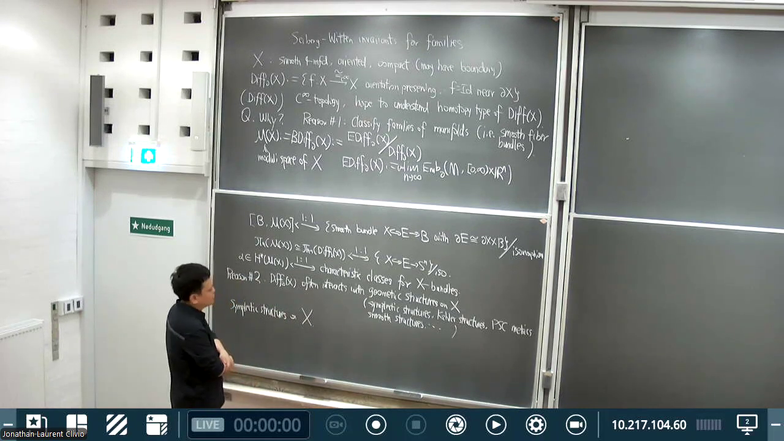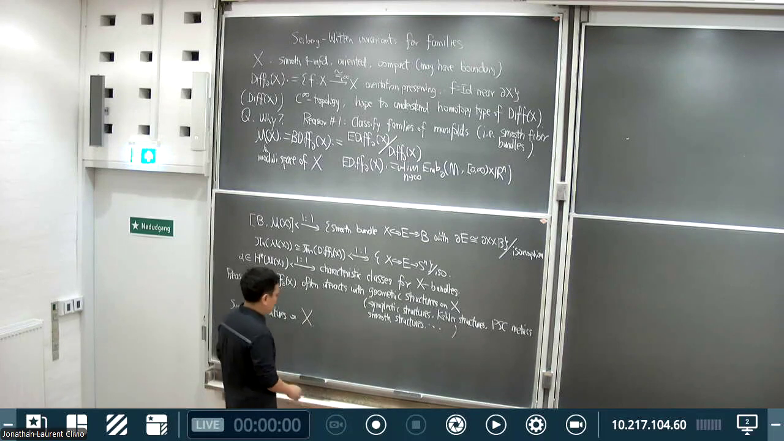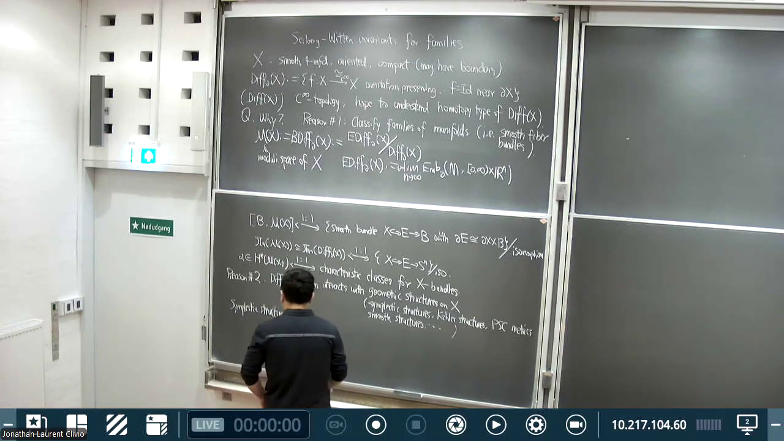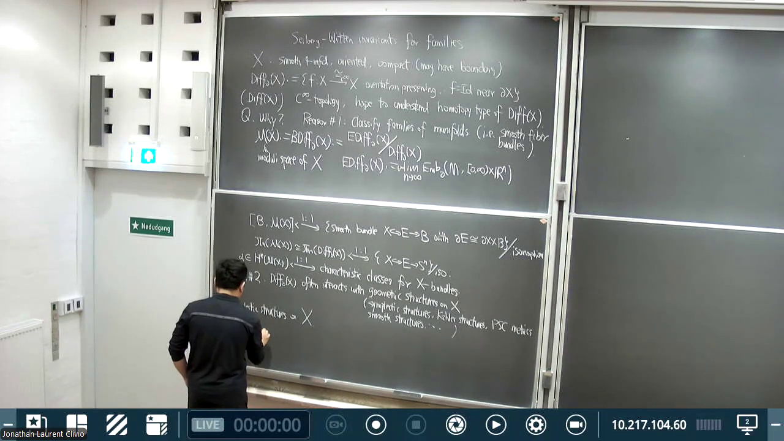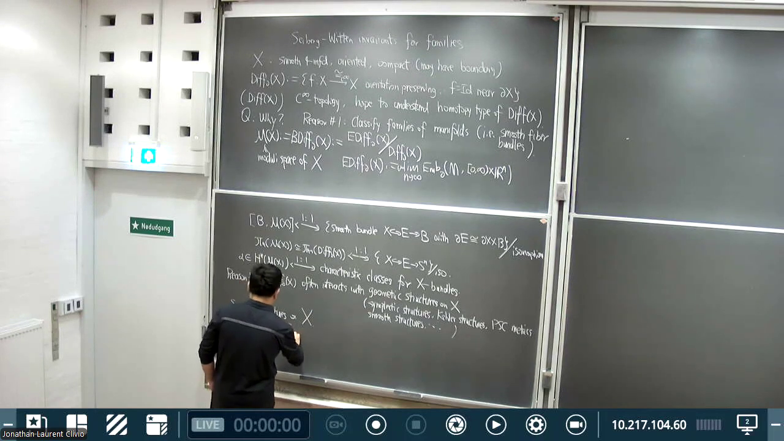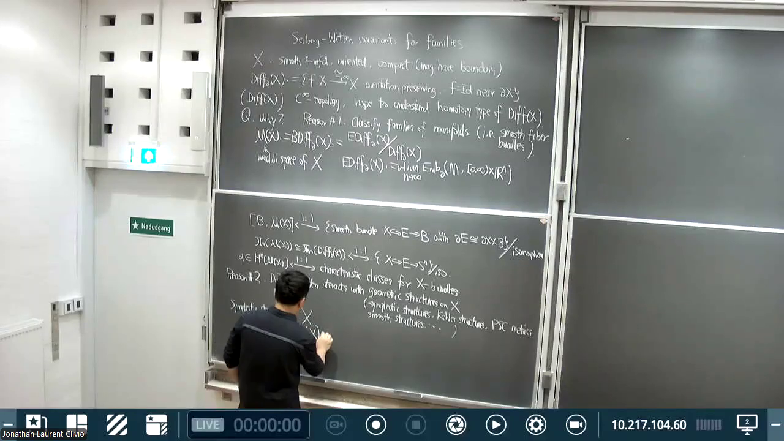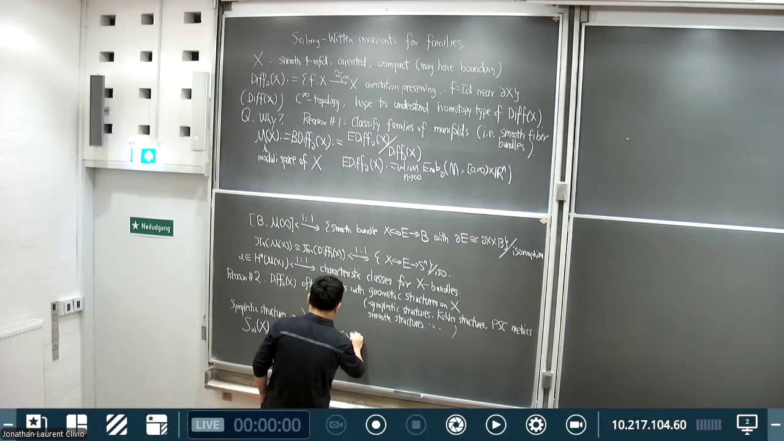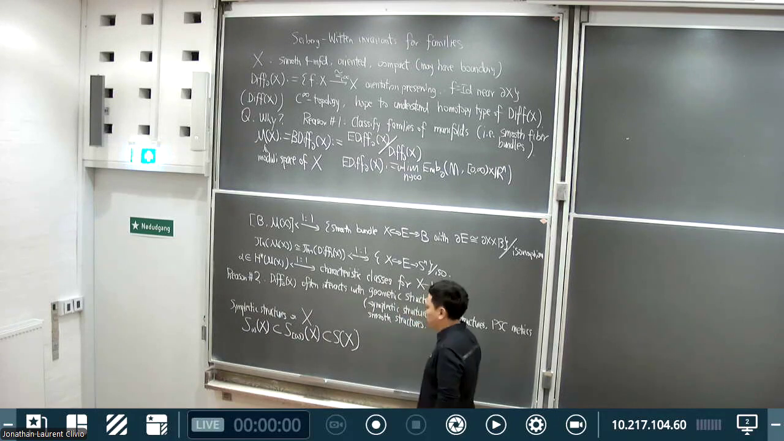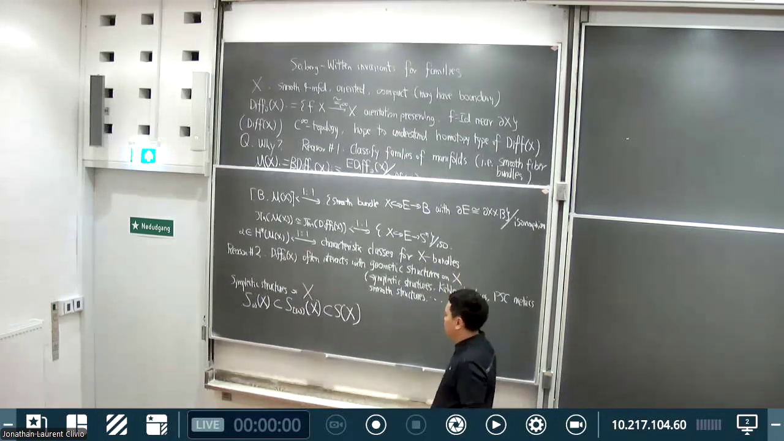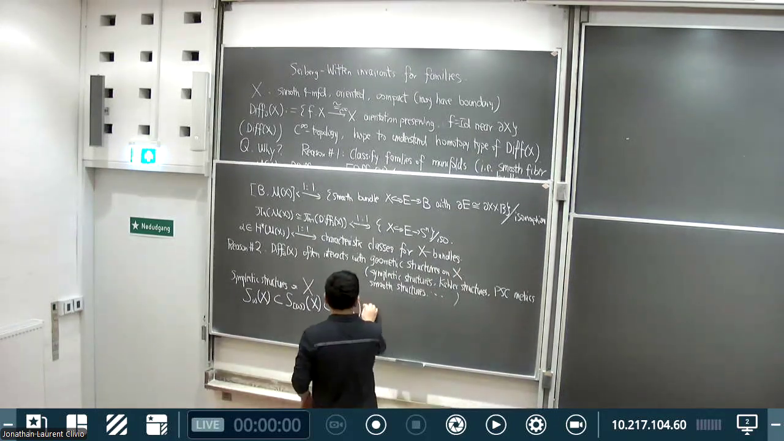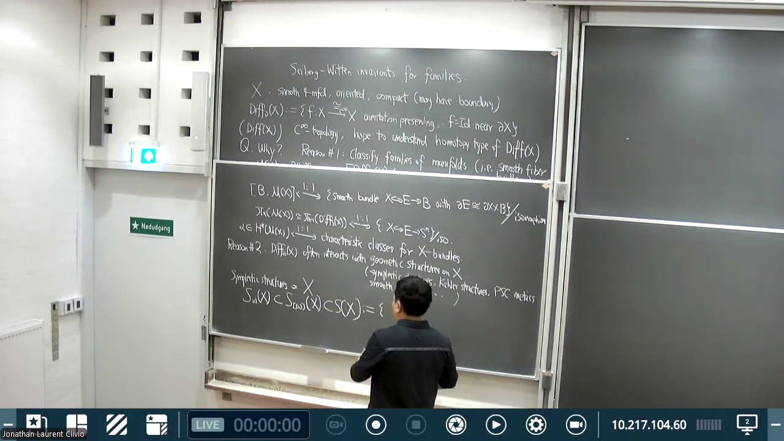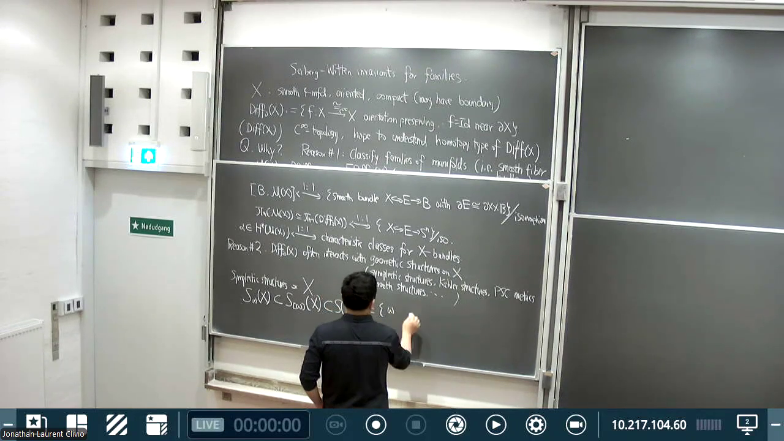So now X is still a smooth manifold. We are going to consider three spaces of symplectic structures, all of them spaces of symplectic structures. First, S(X) was defined to be just the space of symplectic structures.